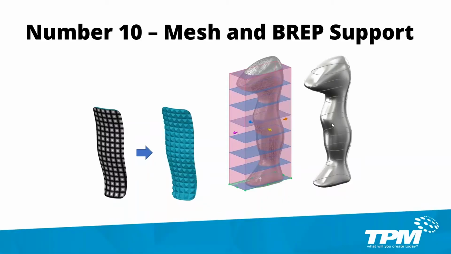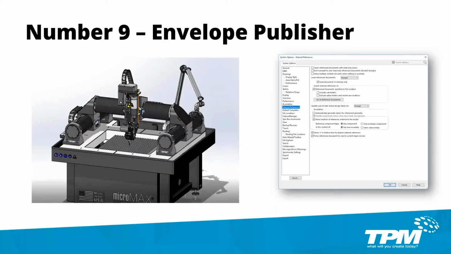Alrighty, so that was the number 10 feature that I picked. Going into number 9, I think this one is pretty powerful as well, and it's one that many users are not really familiar with up to this point. So let's talk about this a little bit. We've always had external references and we've always had envelopes. So what's kind of special about this one?